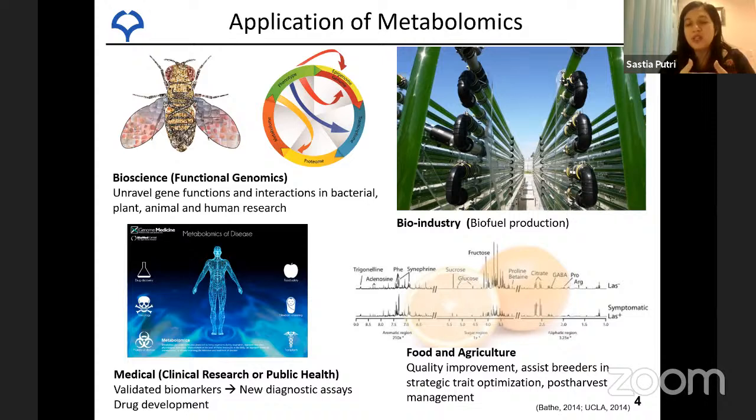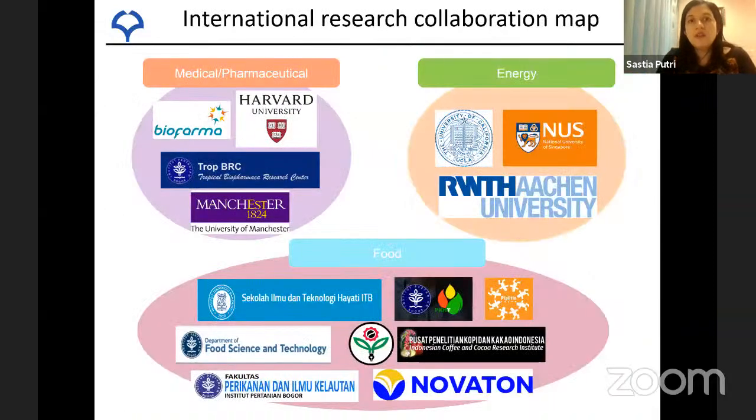And because our laboratory is under the Department of Biotechnology, we are in the Graduate School of Engineering. We do a lot of research on how we could optimize a system as engineers. And also, we have a lot of experience to apply metabolomics in food and agriculture. One of the ways we could apply this technology is by doing quality improvement and to assist breeders in strategic trait optimization, and also to improve the post-harvest management. So these are some of our research partners.